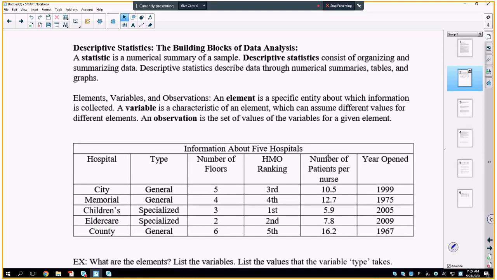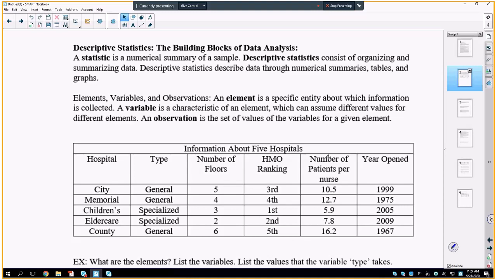So what we'll be doing in this course are called descriptive statistics, and we call them the building blocks of data analysis. A statistic, the word statistic, is a numerical summary of a sample. Descriptive statistics consist of organizing and summarizing data. Descriptive statistics are described through numerical summaries, tables, and graphs.